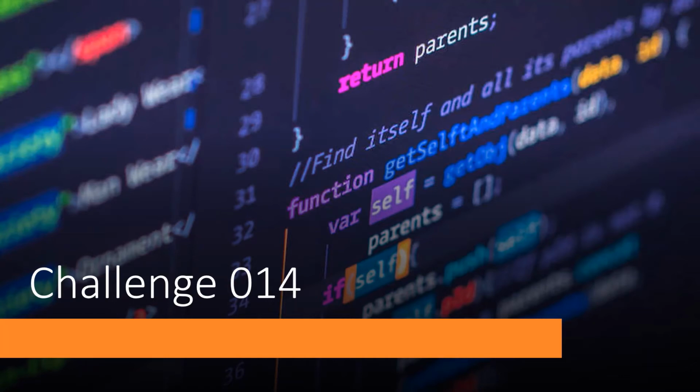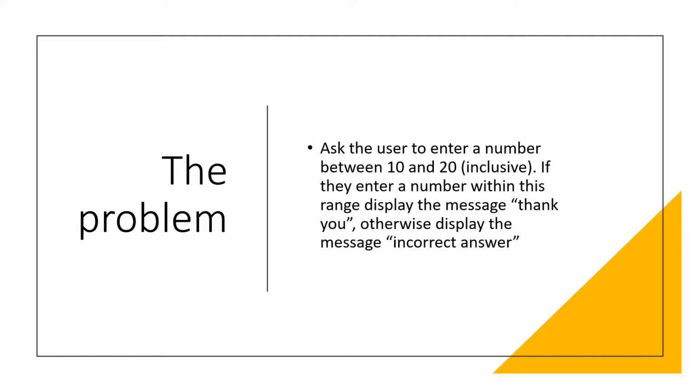Okay, so now I'm going to go through challenge 14. If you read the problem, it says ask the user to enter a number between 10 and 20 inclusive. That means it includes both 10 and 20 in that. If they enter a number within this range, display the message thank you, otherwise display the message incorrect answer.